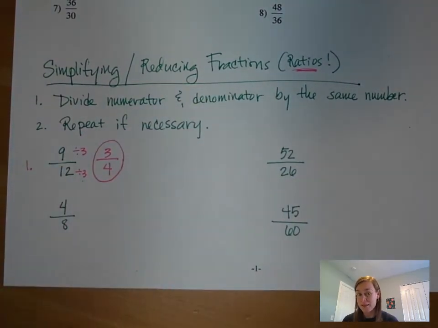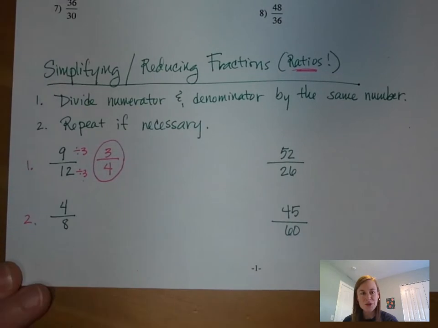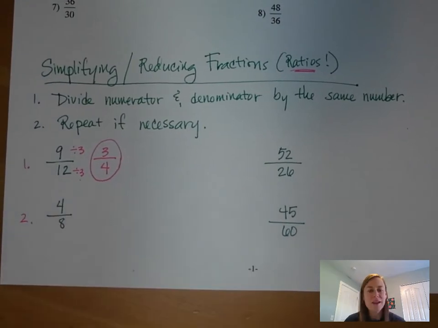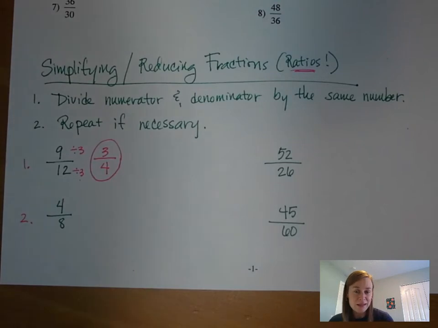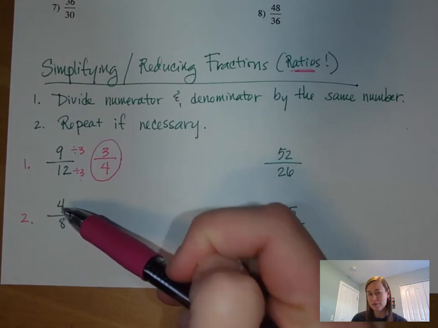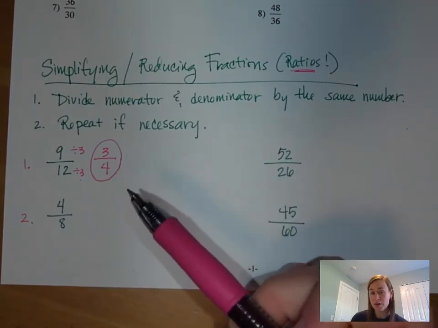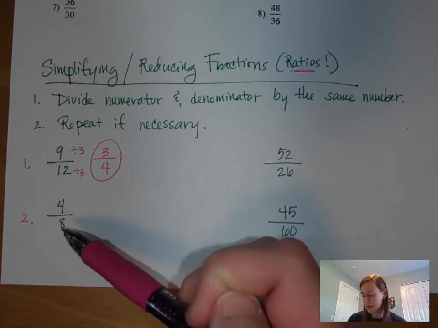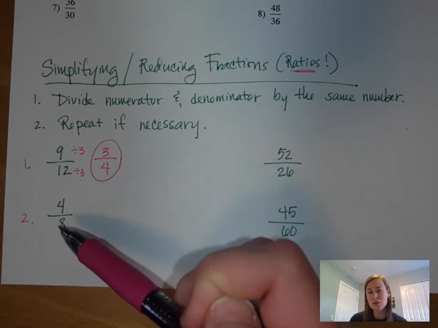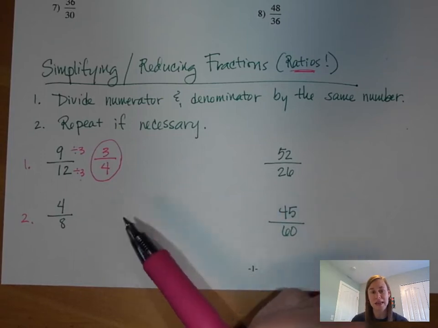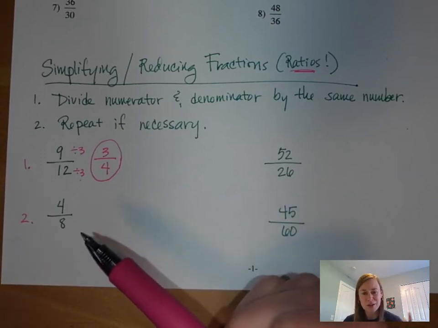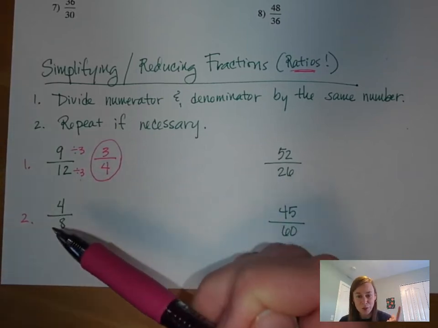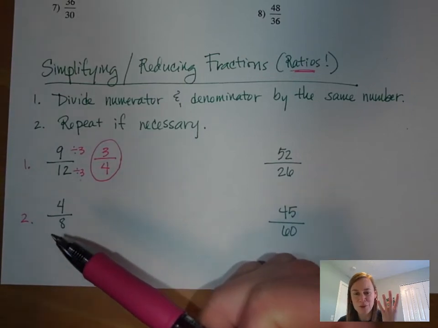Okay, let's do another one. Number 2, 4/8. Okay, so now think about some numbers that 4 is divisible by and 8 is divisible by. Okay, so factors of 4, you have 1, 2, and 4. 4 can be divided evenly by any of those numbers. What about 8? It's divisible by 1, 2, 4, and 8. So there are a couple of different numbers that we said for both of those. We said 2 for both of them, and we said 4 for both of them.